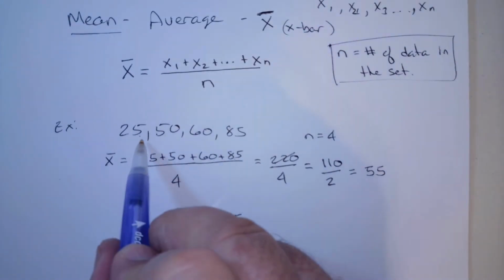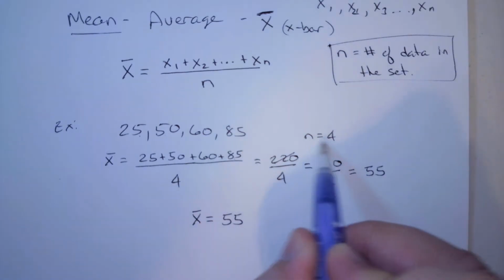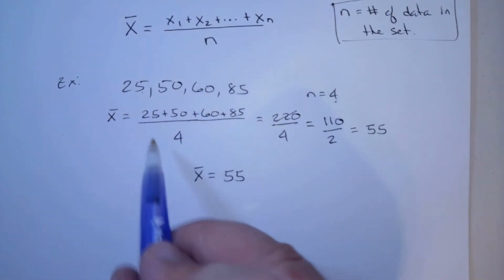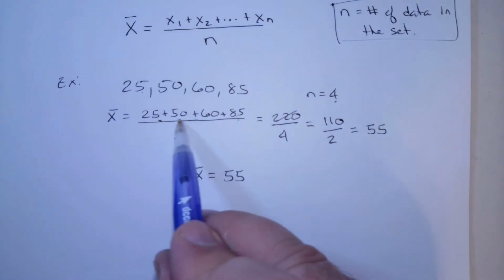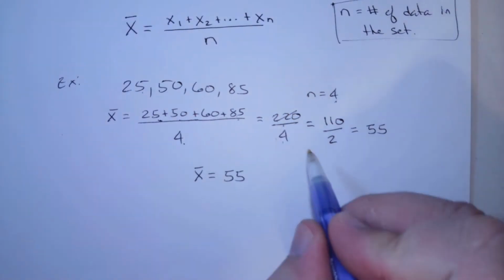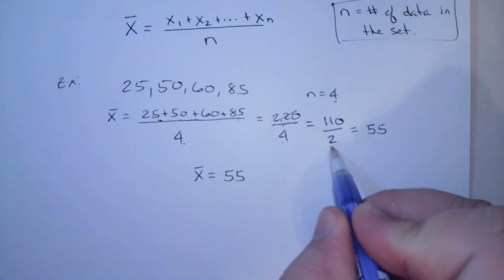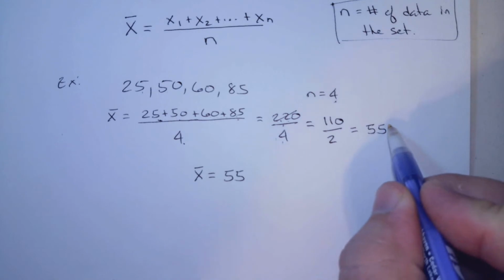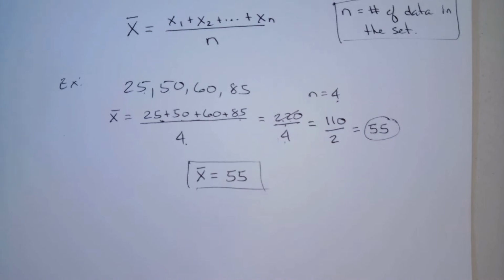For example, let's say we have these 4 grades: 25, 50, 60, 85. We have 4 grades, and we want the average. So we add them together and divide by 4. We add all these up, we get 220 divided by 4. They're both divisible by 2. 2 goes into 220 110 times. 2 goes into 4 twice. 2 goes into 110 55 times. So the average of this data set is 55. All right, y'all are used to doing that, figuring out your grades and everything like that.